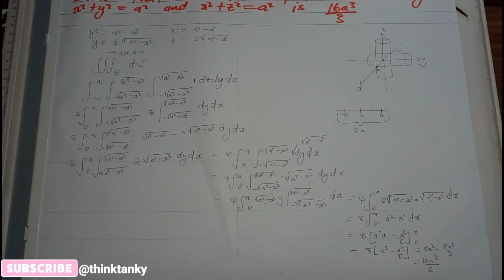Okay, so we have shown that the volume bounded by the two cylinders is equal to 16a cubed over 3. This is the same concept we use when we want to find the volume bounded by two cylinders as long as they have the same radius.